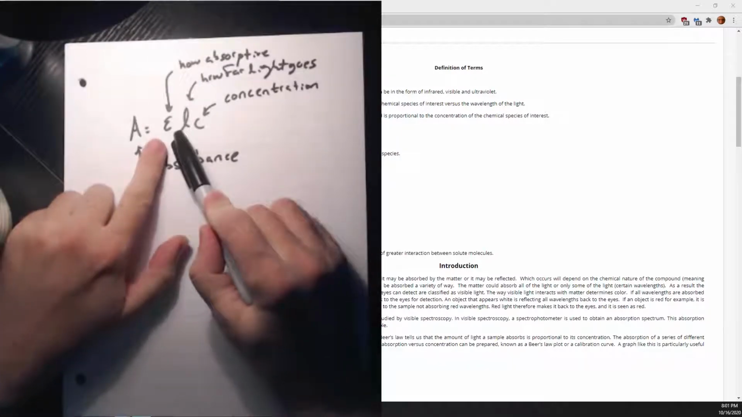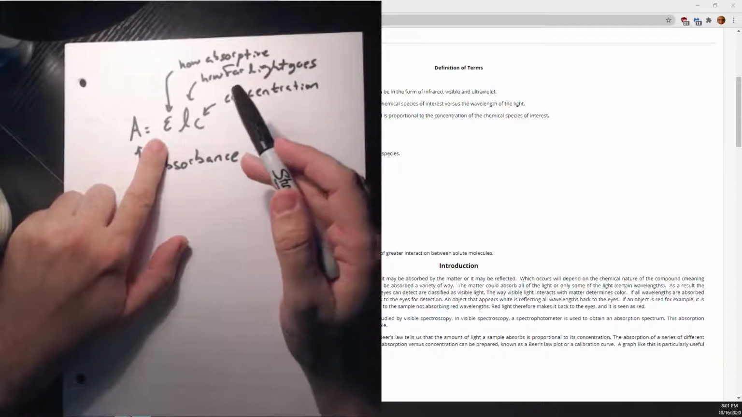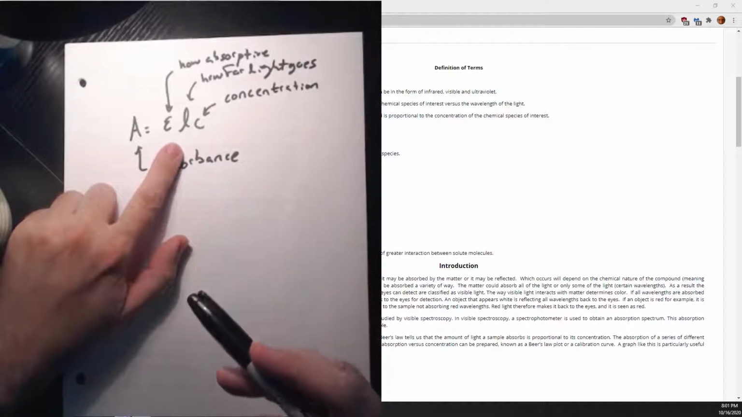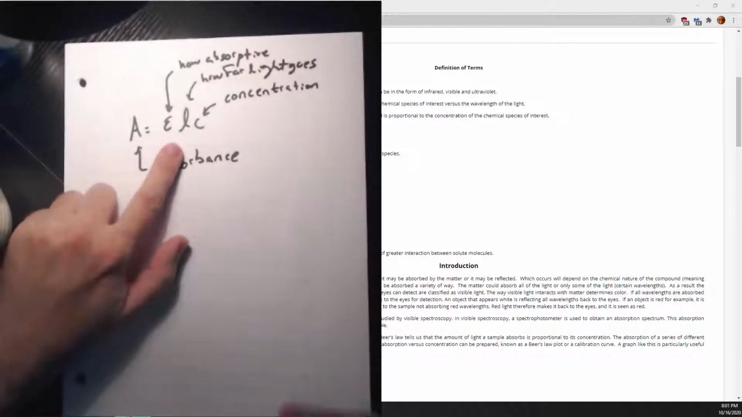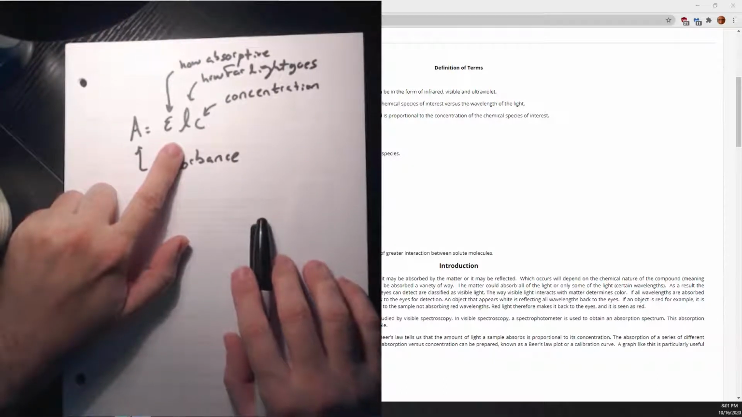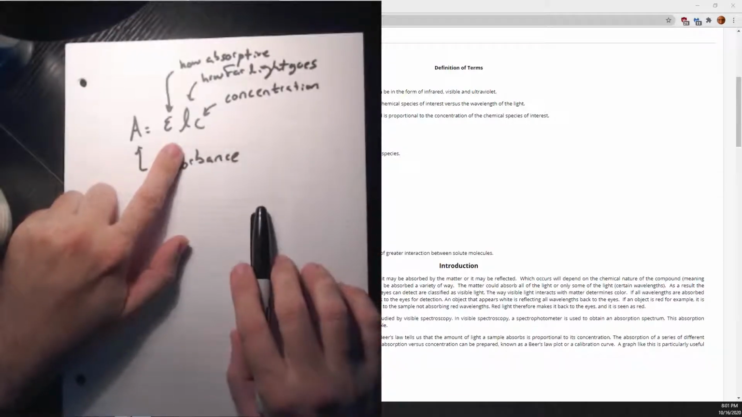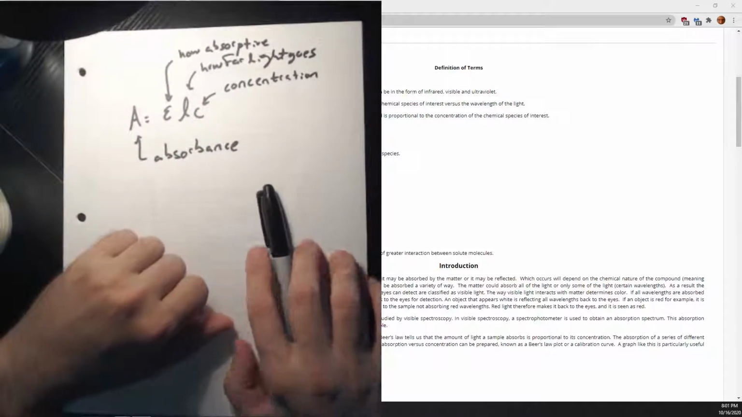So epsilon is just a property of the substance, and that will change for the different substances and different wavelengths of light. L, how far the light passes through the substance. Think about it. If the light passes through more of the solution, then it's going to interact more with the substance you're analyzing, and thus it will get absorbed more. And likewise, concentration. The more concentrated your solution, the more substance there is for the light to interact with. You can see both of these, and they're fairly straightforward.